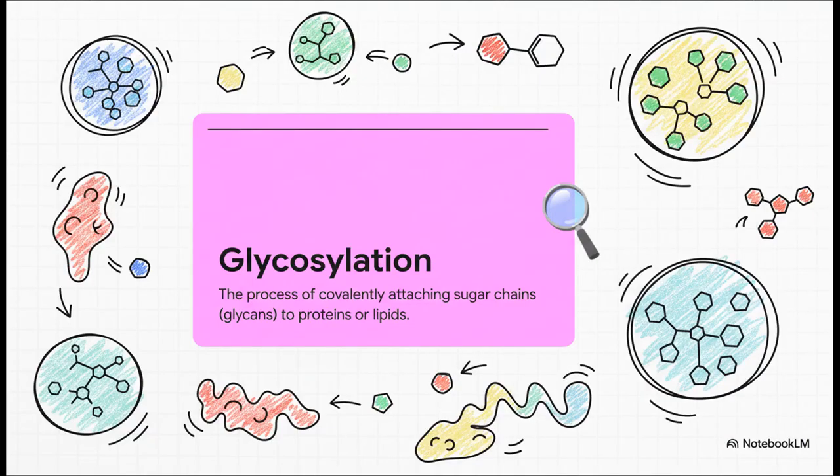Okay, so what is glycosylation exactly? Well, at its core, it's the process where the cell's machinery takes these complex sugar chains, also known as glycans, and attaches them to other molecules, like proteins. And this isn't random, it's an incredibly precise and vital modification.